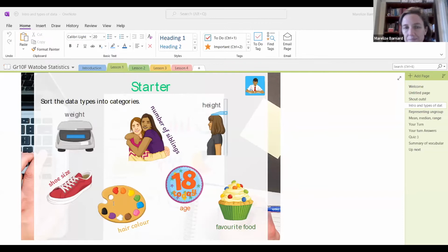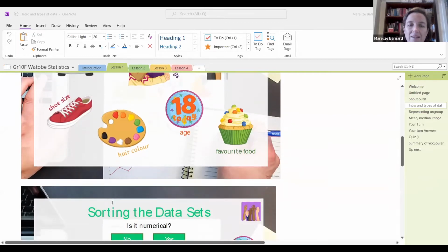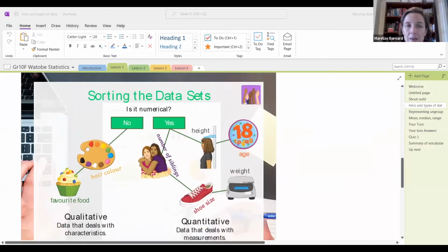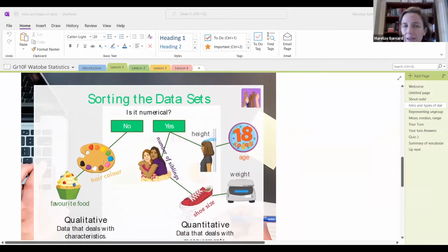So for instance, favorite food is very different from height, and hair color and shoe size, again, those are quite similar. So we can organize this first of all by saying, is the data numerical? If the data is numerical, we can group that together. So height, number of siblings, shoe size, weight, and age, those are all numerical data. But hair color, because think about it, your hair color, that's not really a number. And favorite food is also not a number.